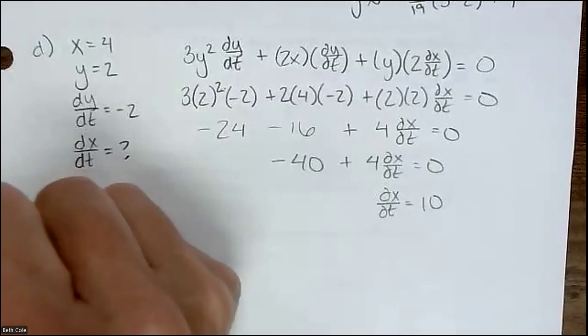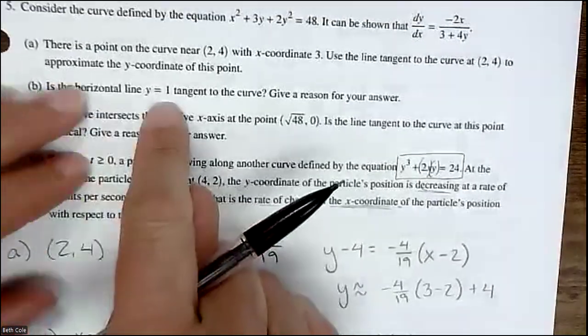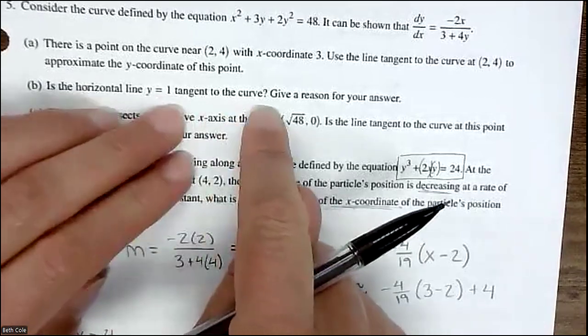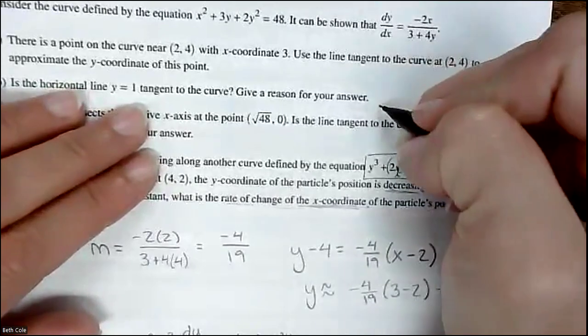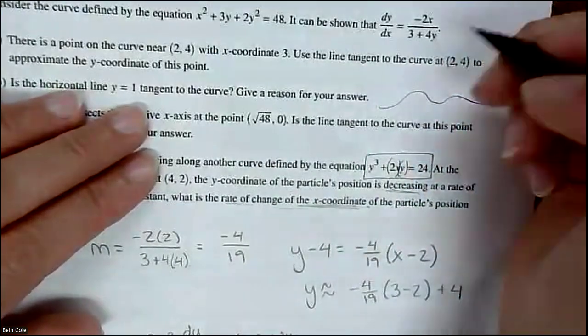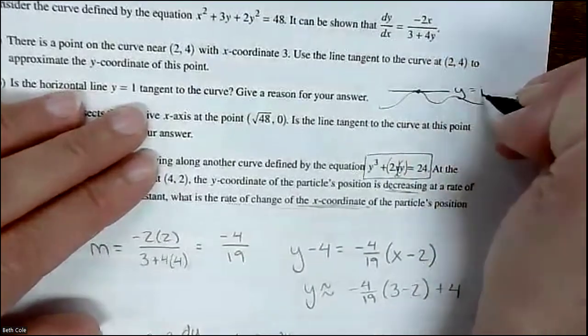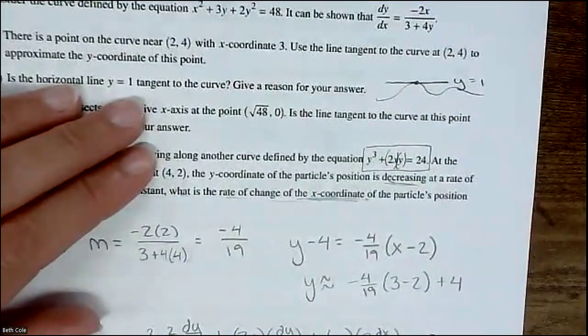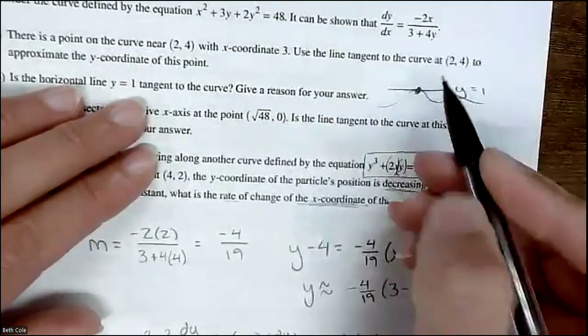Now I'm going to go through them with you, but they are a little bit weird. All right. So letter B, is the horizontal line y equals 1 tangent to the curve? Here's visually what that would look like. Your curve would do something like that, and you would have a horizontal tangent line of y equals 1. I'm just drawing that so that you can understand what it would look like. Is everyone together with me here? That's visually what that would look like. That means this point is a what?